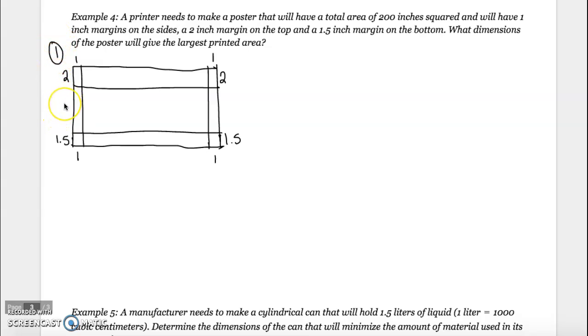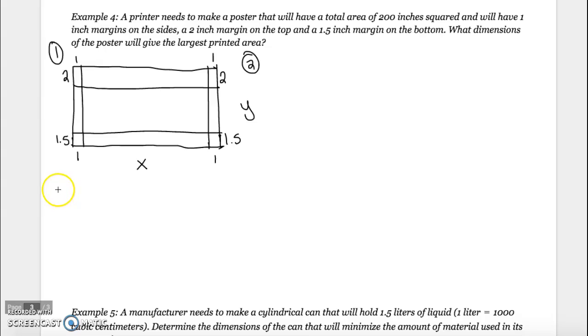So we've gone ahead and we've drawn our picture. And so we're trying to figure out from there. Now we got to label our variables. So let's call this side length of your poster, we can call it X. And then this one's Y. And so there's step 2, identify your variables.